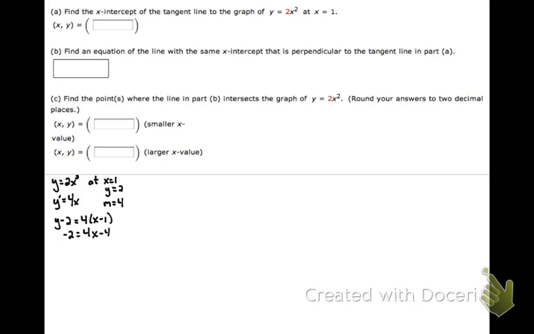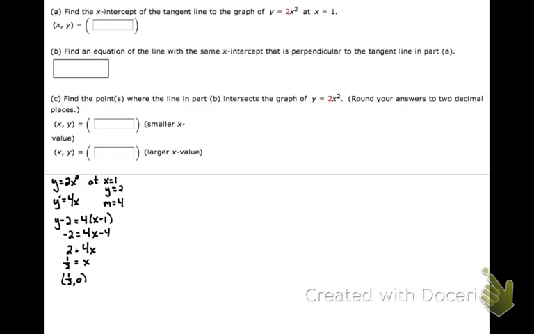Add 4. So 2 equals 4x. X equals 1/2. So there's our x-intercept. It's the point 1/2, 0. That's A.